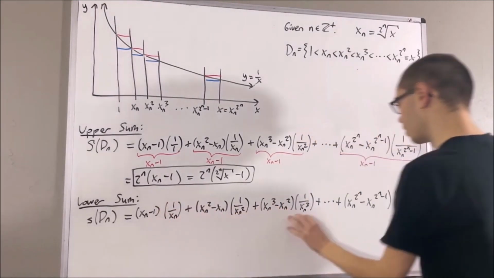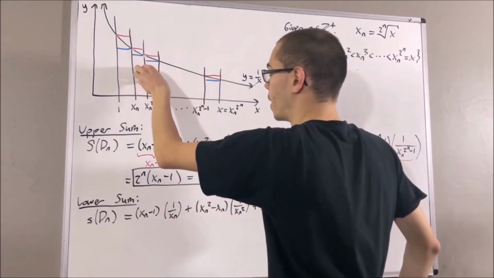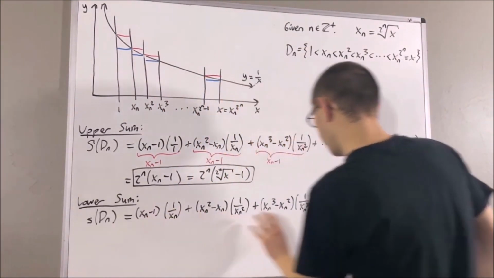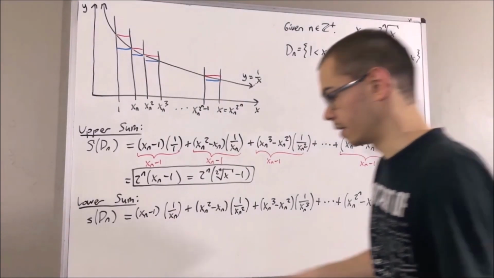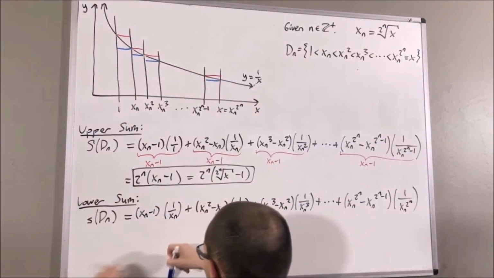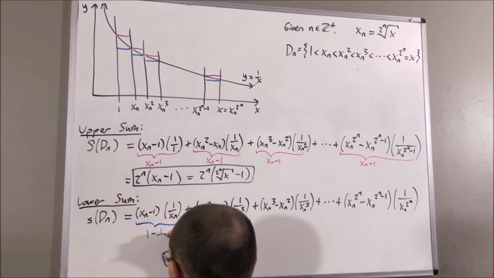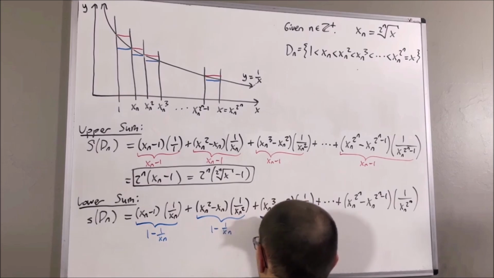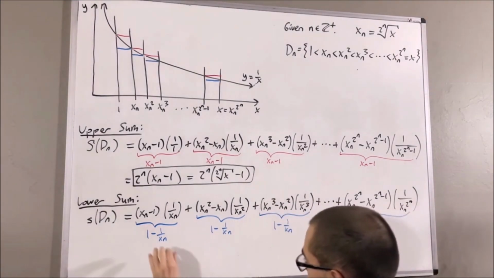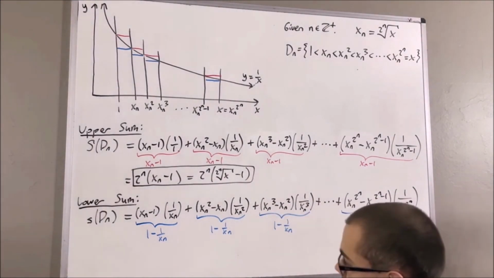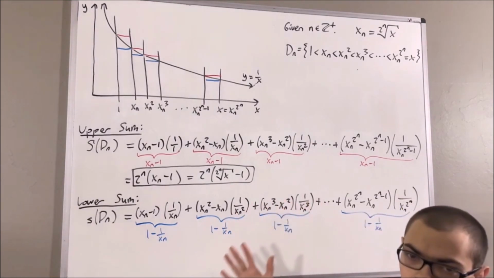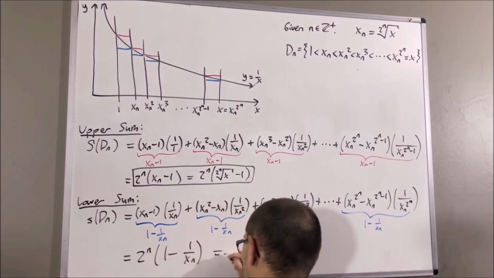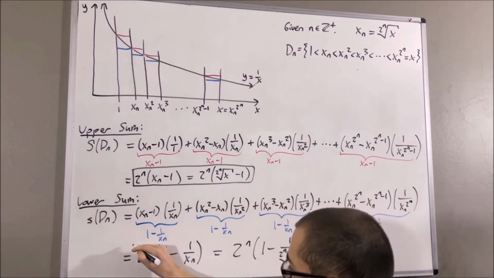So we are adding the area of all 2 to the power of n blue rectangles. And actually, each of these terms are exactly the same, right? If you simplify them down, this is really just 1 minus 1 over xn, and so on. And since we're adding 2 to the power of n of them, this sum is just 2 to the power of n times 1 minus 1 over xn. In other words, we have this.